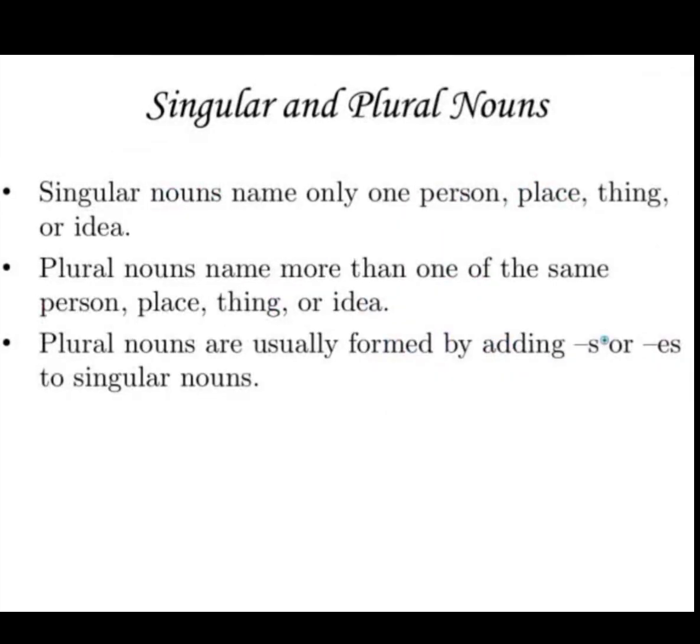Now, one of the first things you need to know about nouns is that they come in both singular and plural forms. Singular nouns name only one person, place, thing, or idea. Plural nouns name more than one of the same person, place, thing, or idea. Now, there are irregular nouns that have irregular plurals, but plural nouns are usually formed by adding s or es to the end of a singular noun.